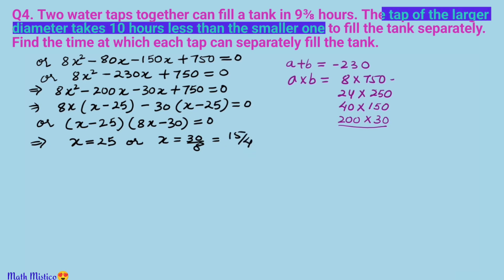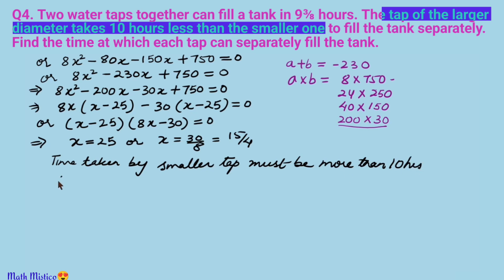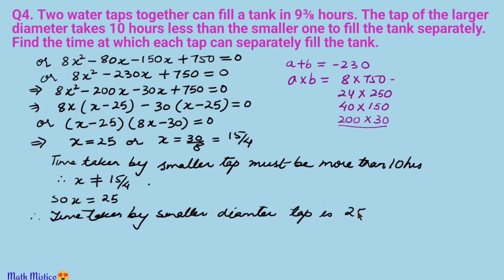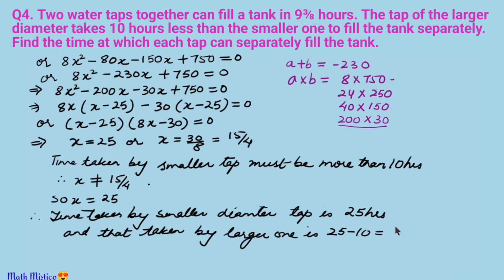Now as the larger tap takes 10 hours less than the smaller tap, the timings cannot be less than 10 hours, and 15 upon 4 is less than 10, so we have to reject it as it is not possible. Therefore the time taken by the smaller diameter tap is 25 hours, and the time taken by larger diameter tap is 25 minus 10, that is 15 hours separately.